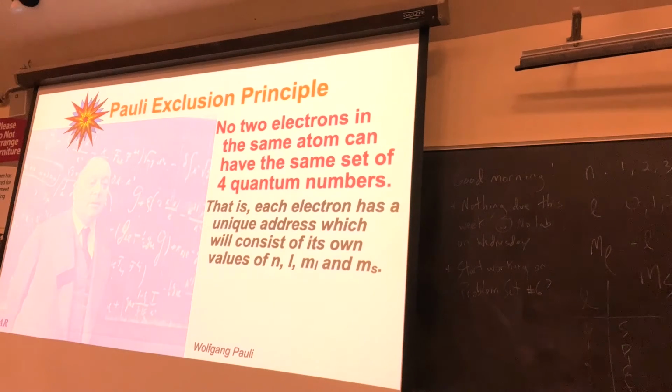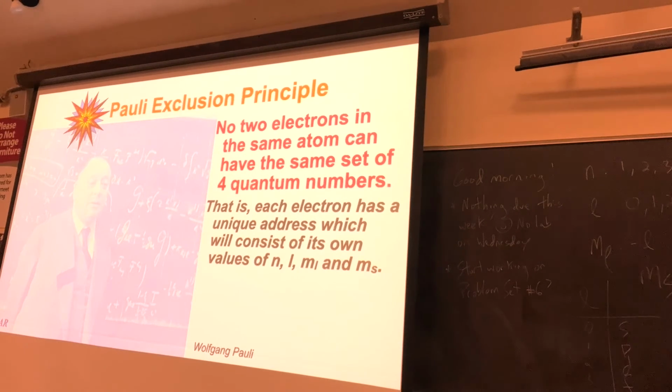So Pauli, Wolfgang Pauli, is another player in the quantum world. And he came out with the idea that every electron in an atom has to have its own set of quantum numbers. And they call this now the Pauli Exclusion Principle, named after him, all right?